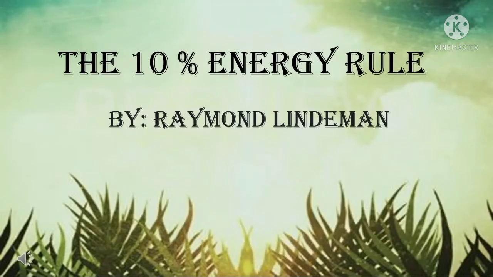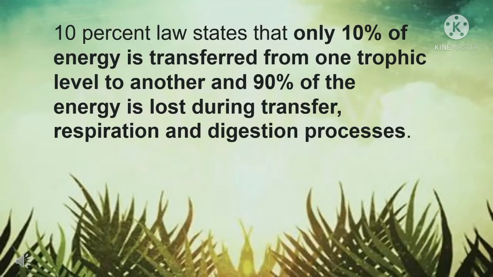The "10% energy law" is the famous law which tells us how the energy transfer takes place between the various trophic levels of a food chain. It was given by Raymond Lindeman. The 10% law states that only 10% of the energy is transferred from one trophic level to another, and the remaining 90% of the energy is lost during the transfer in various processes like respiration, digestion, and even loss in the form of heat to the environment.